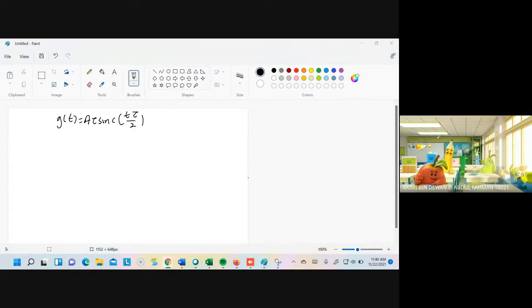So what you learned is actually A rectangular of t over tau for the Fourier transform, and then you will have A tau sinc(omega tau over 2). Correct me if I'm wrong, because I don't really look at the table. Then when you want to convert, you can see this is actually the given signal here, the given signal here.